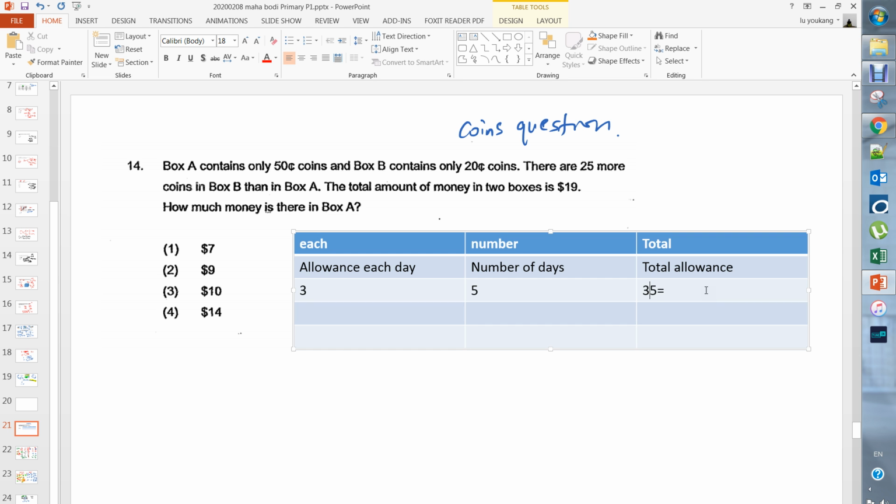How come times? Why not plus? Just now you used plus, right? Why not plus? Because you're trying to find out the total allowance. So the total is equal to each times the number. Very good. So the formula is total equals each times number. Similarly, the total allowance is equal to each day allowance times the number of days.